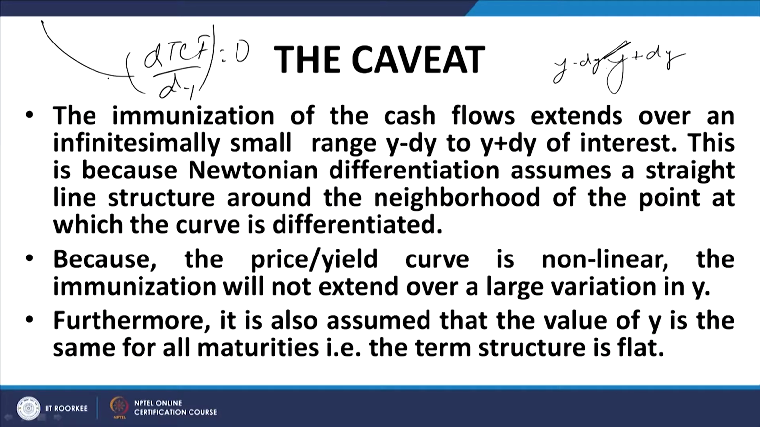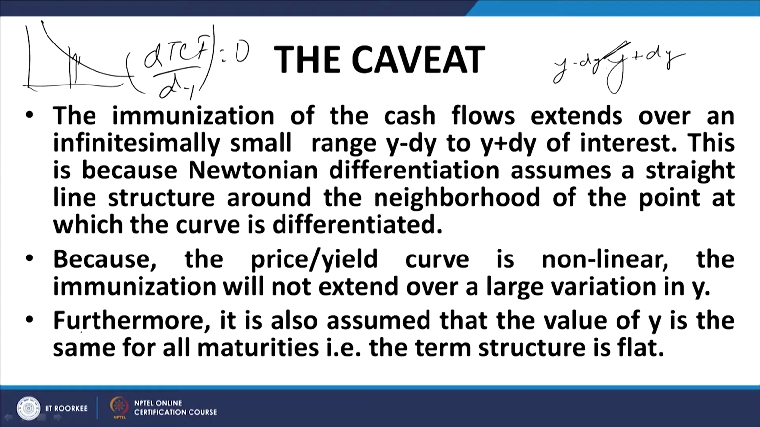The practical implication is that because the yield price curve is curved, in order that we are able to approximate it by a straight line, we must have the y and y plus dy very close to each other. Only then can we approximate this curve by a straight line. What does it give us?